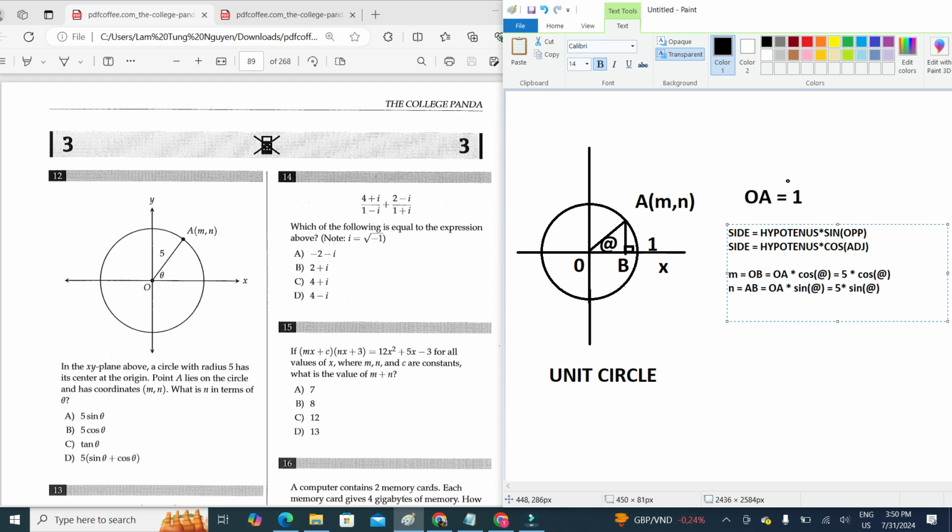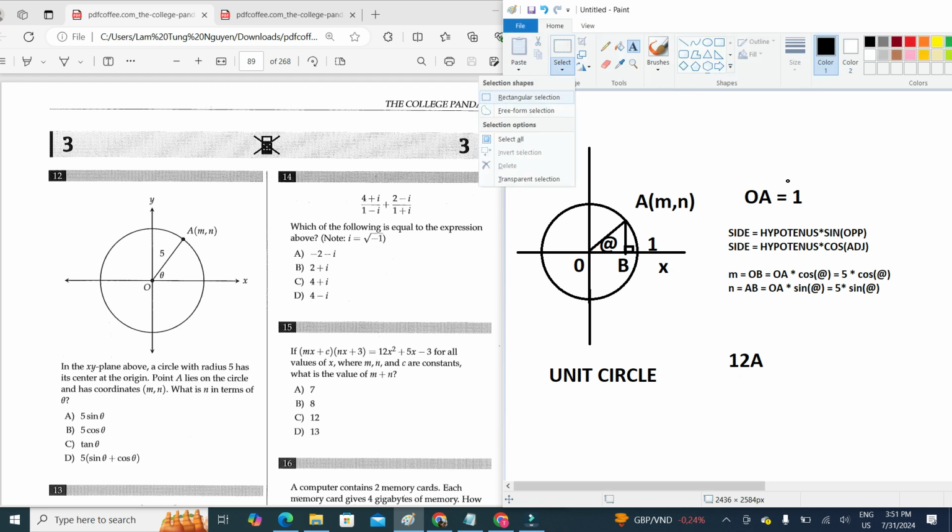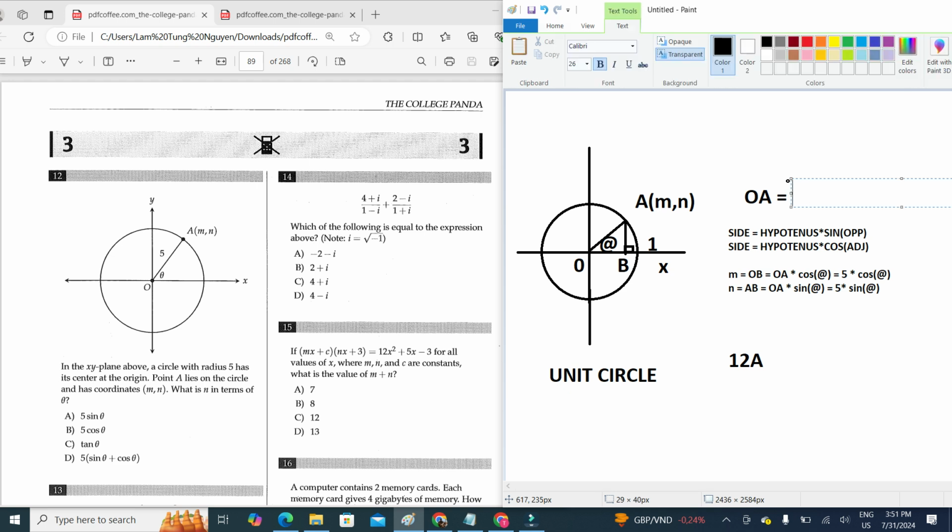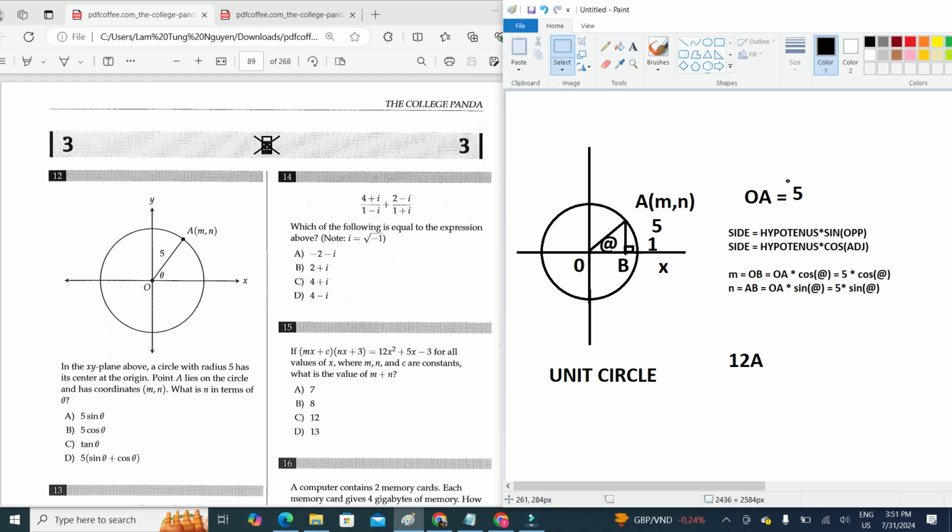So you can see here they ask about n, right? So n is 5 times sine of alpha. So the answer for this is A. OA here is not 1, because in my drawing it's 1, but this is actually 5. And this could be 5 as well. It doesn't matter, as long as this is a circle. So the magnitude here is 5, but it's all the same.